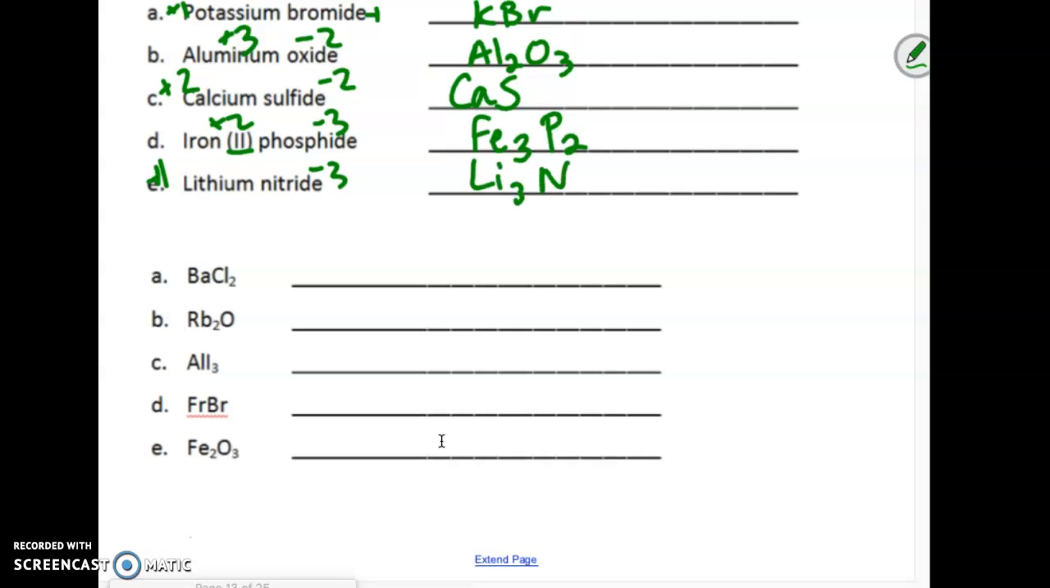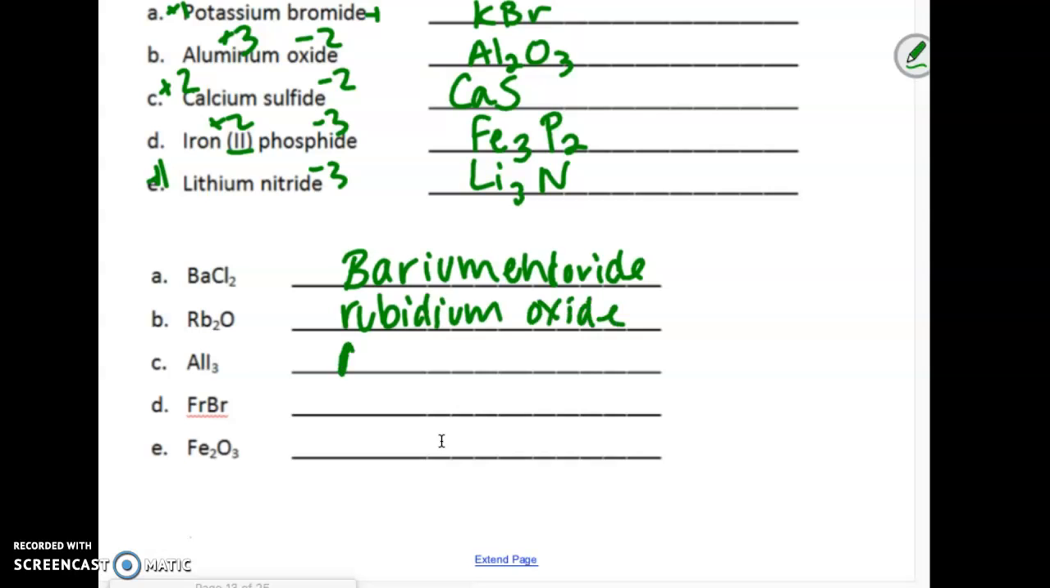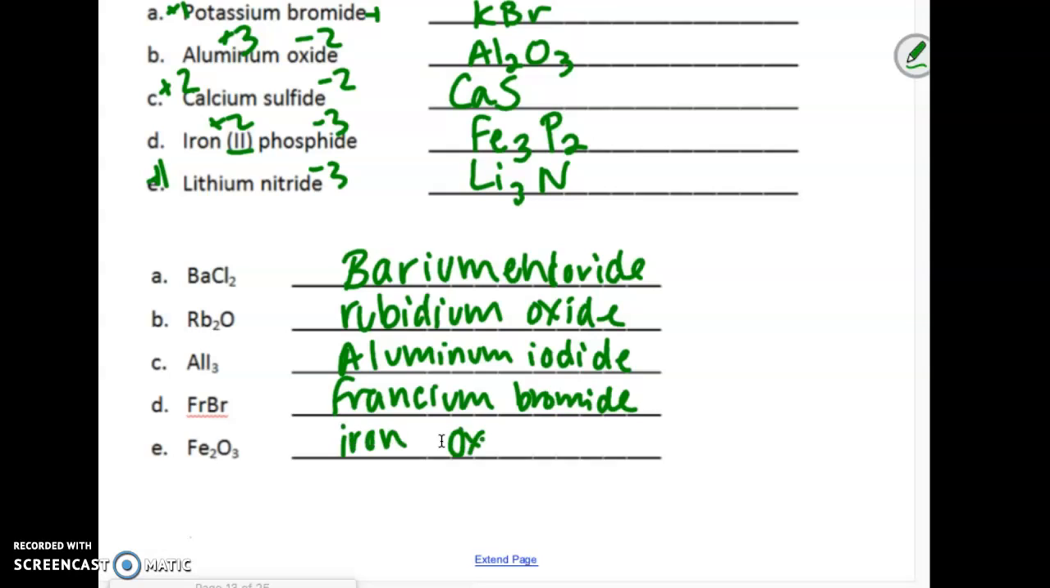Okay? Now for naming, pretty easy. Barium chloride. My L got kind of short. This is rubidium oxide. This is aluminum iodide. It's a weird one. Fr is francium. And right in here is iron. O changes to oxide.